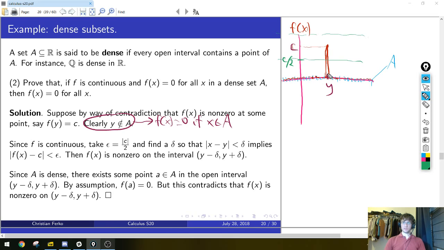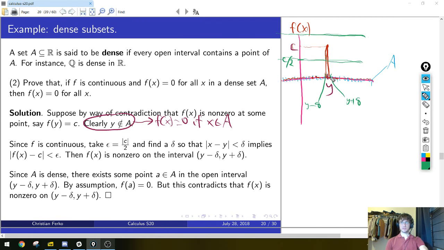So by continuity, we can find a delta so that, I guess this should be y minus delta and y plus delta, all of the outputs of this function lie within c over 2 of c. So in particular, if x is within distance delta of y, all of the outputs have to be non-zero, because if you are within distance c over 2 of c, you can't hit 0. So all of the function outputs lie in this region.